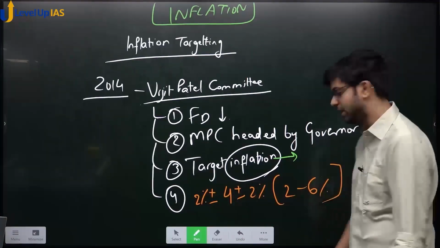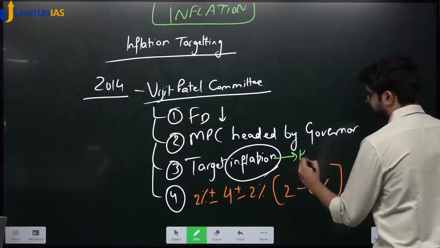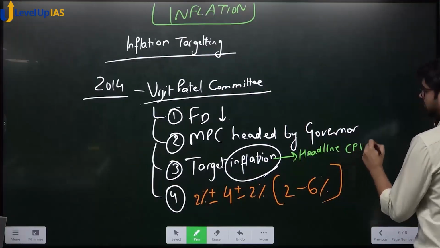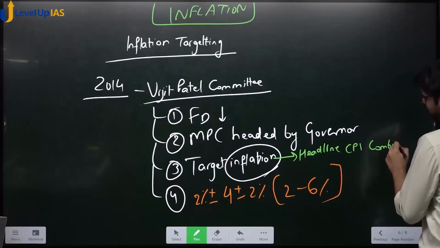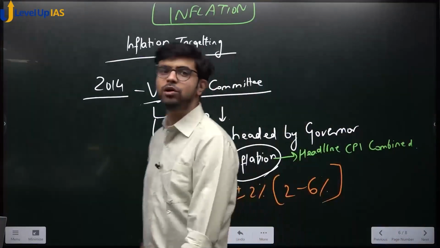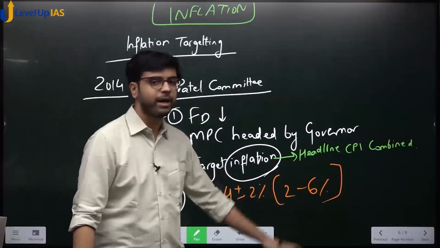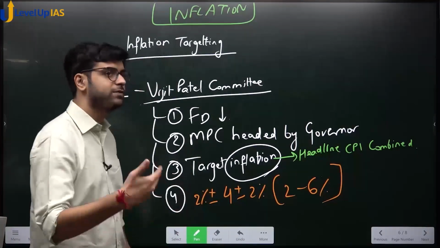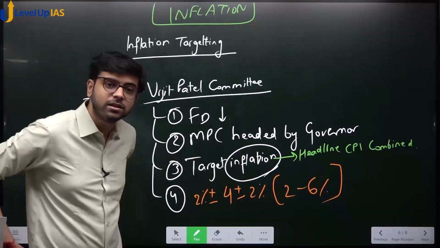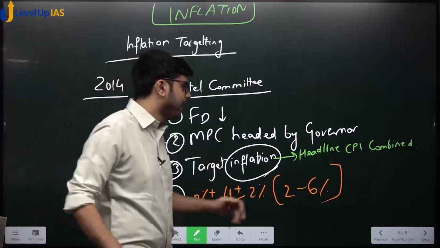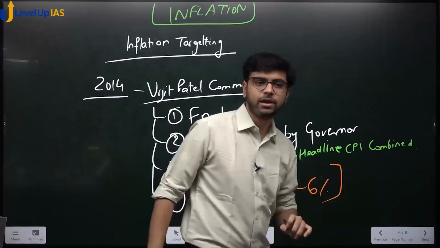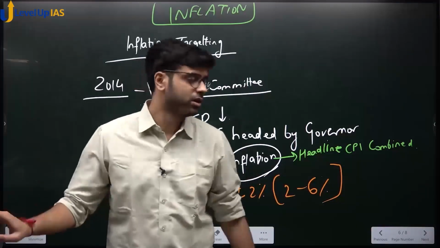But what flavor of inflation? Look at the words. Now you should only write these. These words won't make any sense, and I will not even explain, because in the inflation chapter we are going to go into depth. There are various flavors of inflation which you can target. So which flavor are they targeting? Headline CPI combined, or combined headline CPI, whatever you can call it.